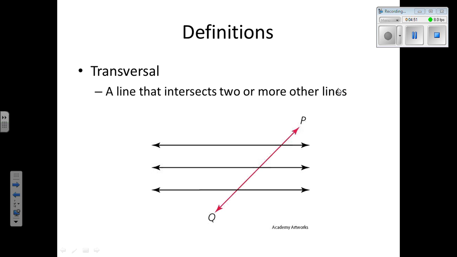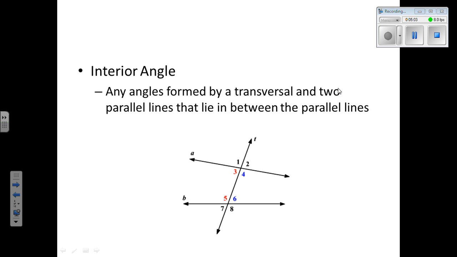So, definitions. We have transversal, a line that intersects two or more other lines. Draw the picture beside it if you need to. Interior angles are any angles formed by a transversal and two parallel lines that lie between the parallel lines. So the interior angles for this one are going to be 3, 4, 5, and 6.